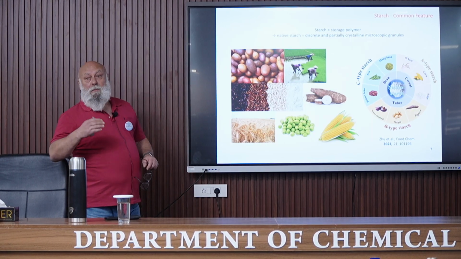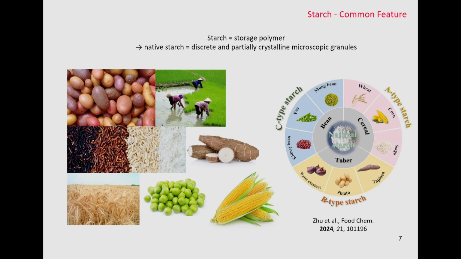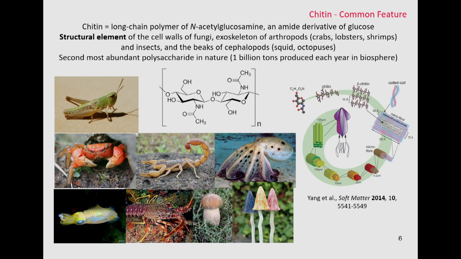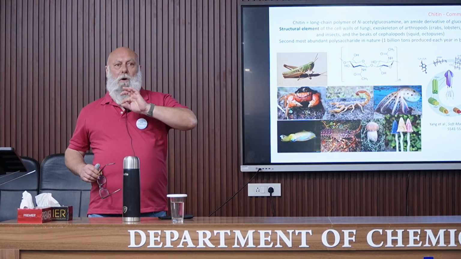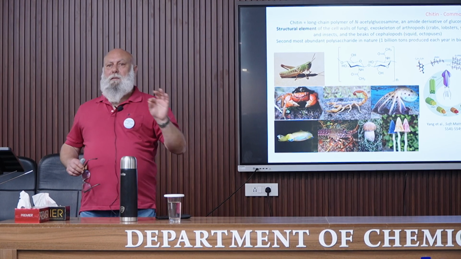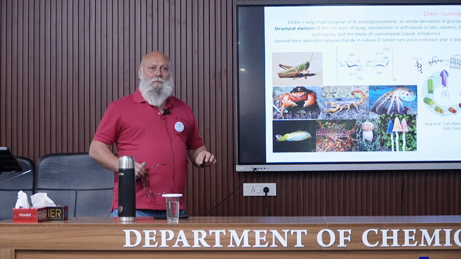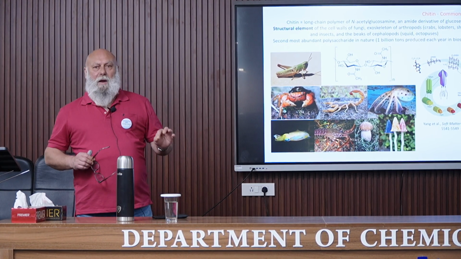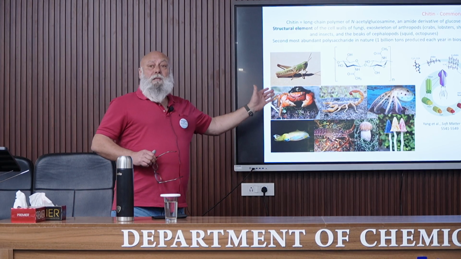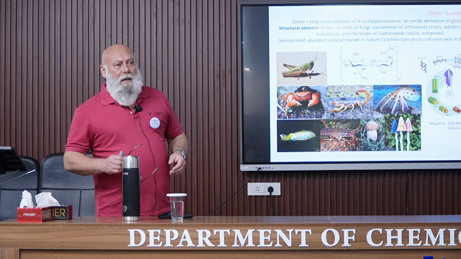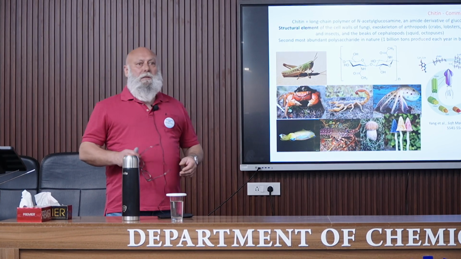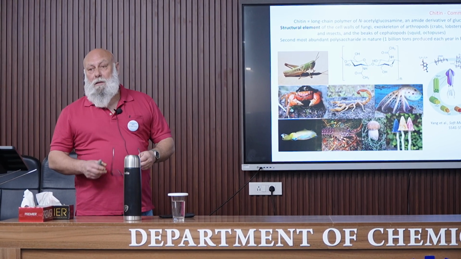So starch also has a hierarchical structure. But I'm sorry, I didn't describe the hierarchical structure of chitin. Because chitin is a structural element, it means that it is found in nature in the form of fiber. As soon as mechanical properties are involved, the material is in the form of fiber. Except that in this case, and compared to cellulose, the matrix is not composed of lignin and hemicellulose, but it is composed in this case of proteins.